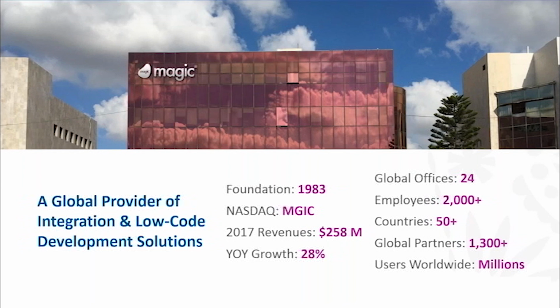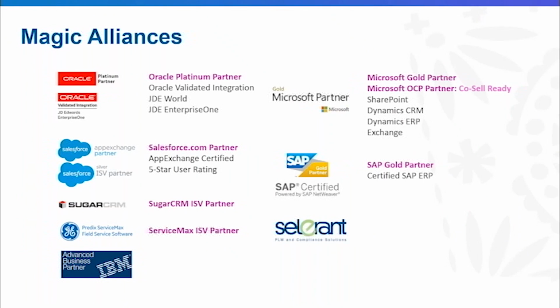We have 24 offices worldwide in all kinds of different countries, over 2,000 employees, about 1,300 global partners servicing thousands of corporate customers, and they have millions of end users that are using Magic technologies. We have alliances with all kinds of global IT leaders such as IBM, Microsoft, Oracle, Salesforce, SAP. We are gold partners with Microsoft and SAP, but with Oracle, we're platinum partners. There's a lot of reasons for that.